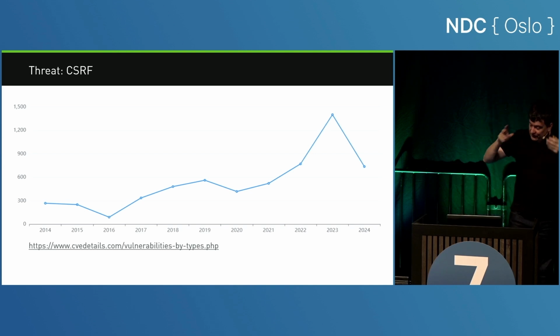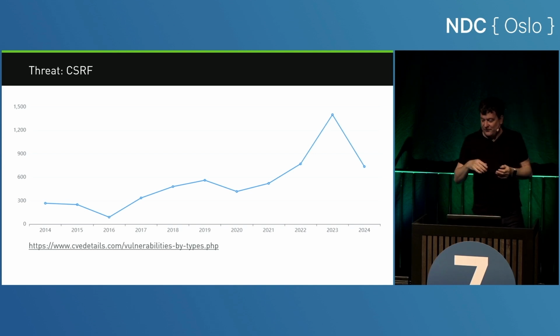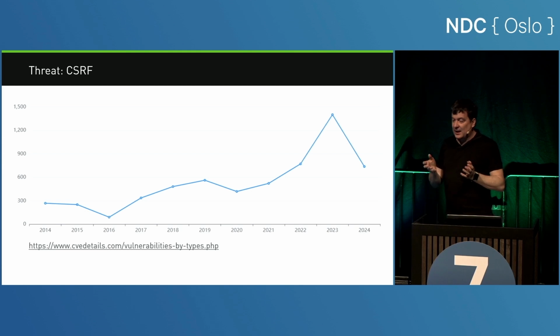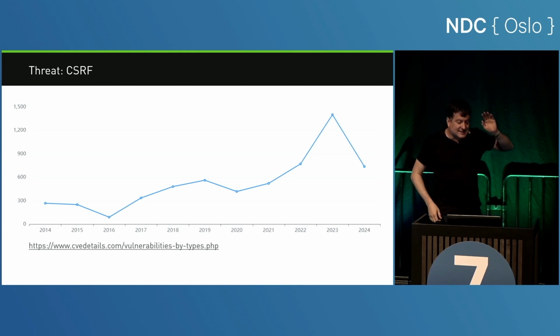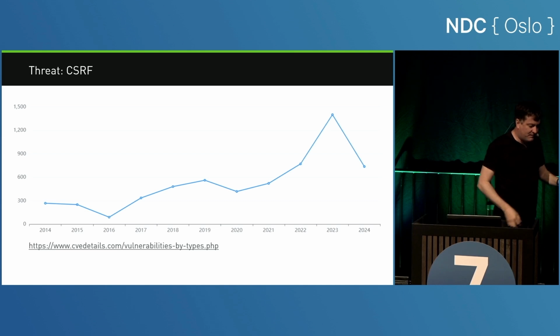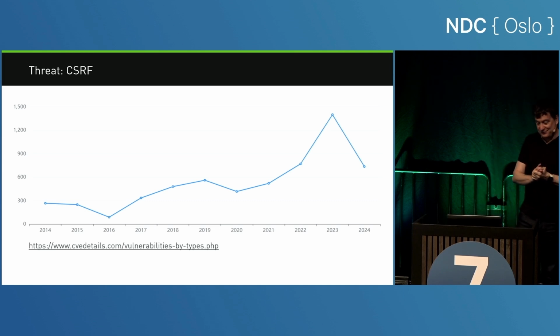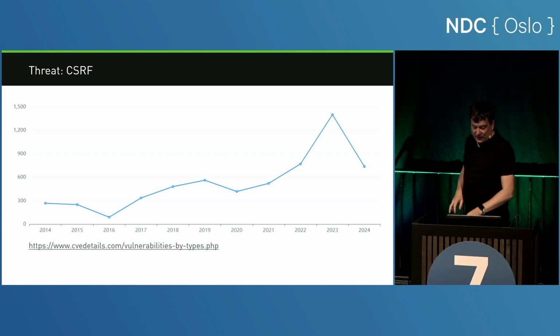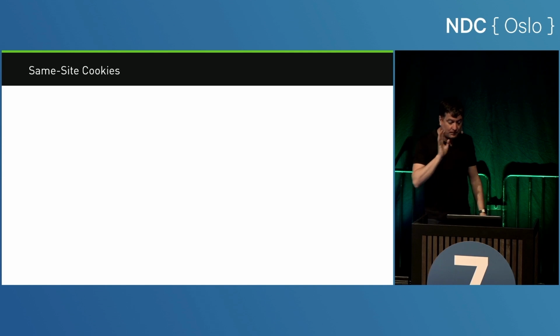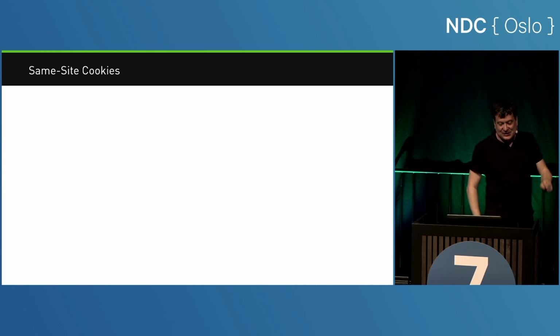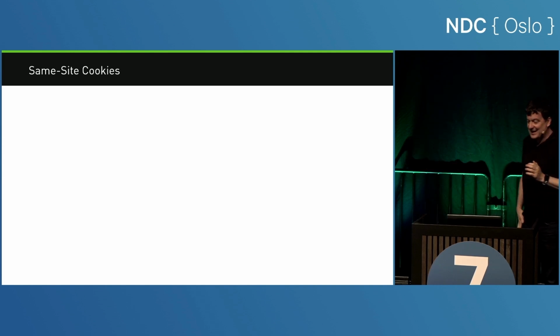And you can prevent this with the use of one-time use-only tokens in the forms, etc., etc. But still, web browser teams decided we need to do something against this. And what they came up with is something with a weird name. So apologies for that. It's called same-site cookies.